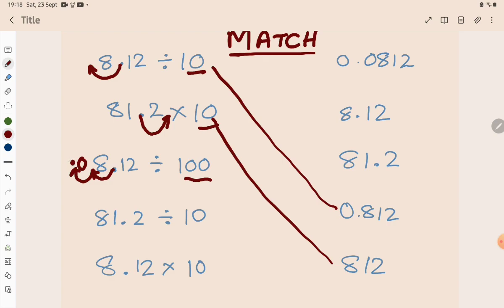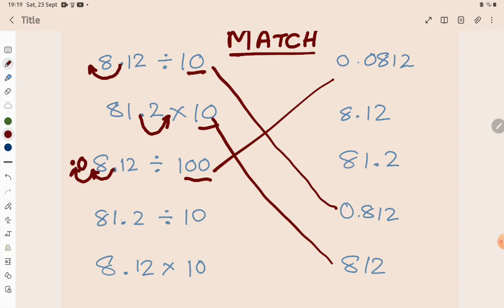So it's going to become 0.0812. Do we have 0.0812? Yes, we do. Okay, so you count the number of zeros, and if you're dividing, the decimal moves to the left, and the jumps are equal to the number of zeros you have. 2 zeros means 2 jumps.